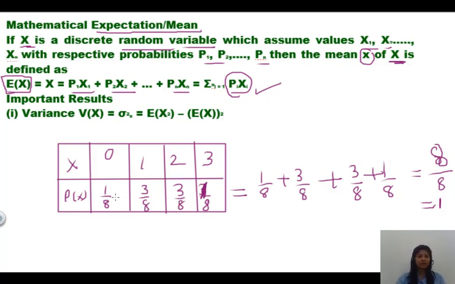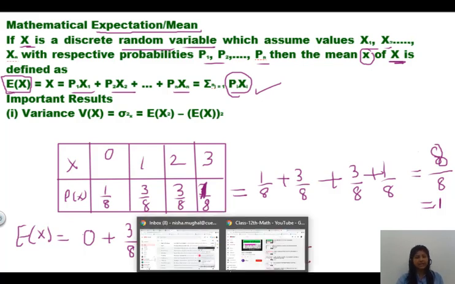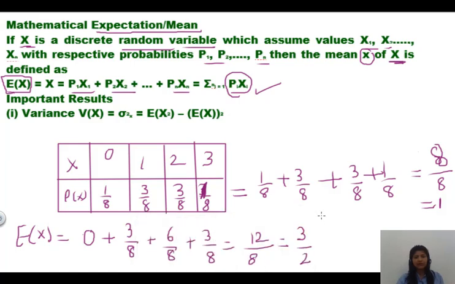Now, how to find the mean? I will represent it as E(x). I have to multiply the probability with the random variable value, xi into pi. So 0 into 1 by 8 is 0, plus 1 into 3 by 8 is 3 by 8, plus 2 into 3 by 8 is 6 by 8, plus 3 into 1 by 8 is 3 by 8. Take the LCM, and the sum is 12 by 8, so 3 by 2 is the answer. 3 by 2 means 1.5. This is the value of the mean. Clear?